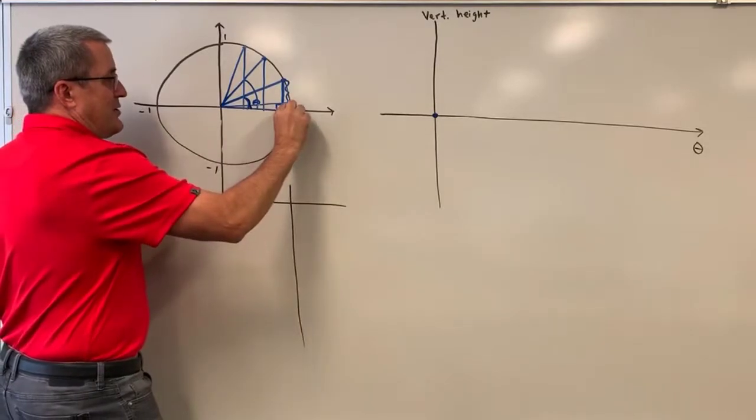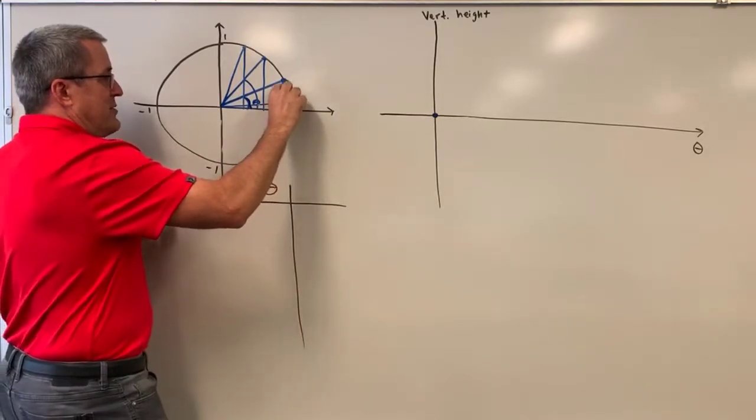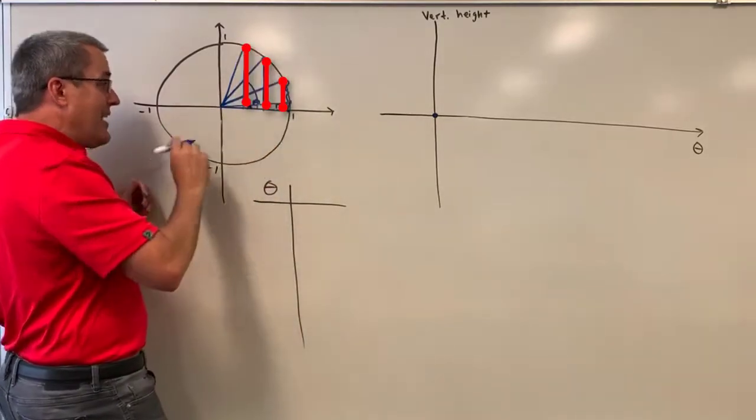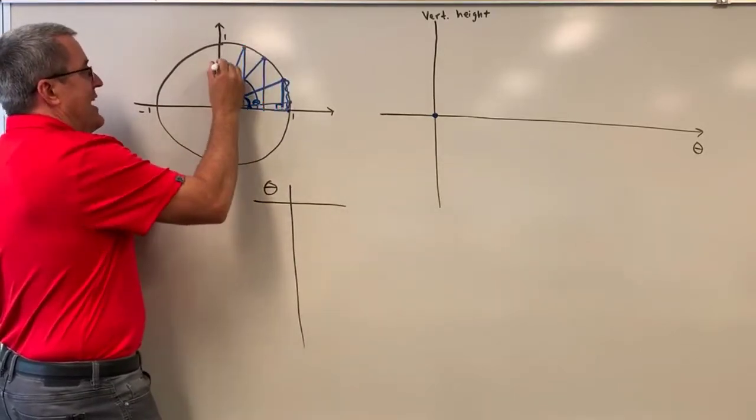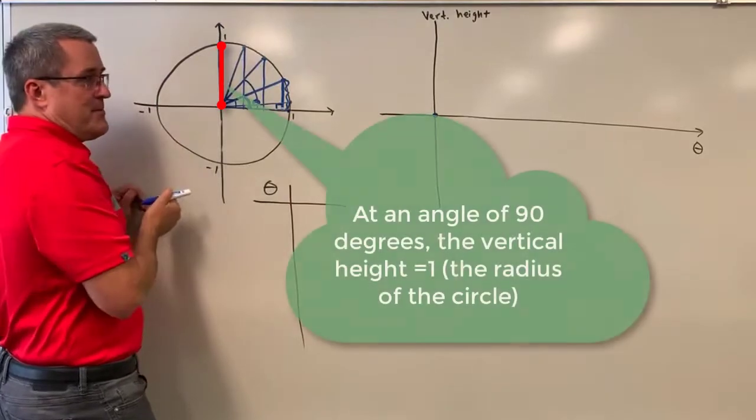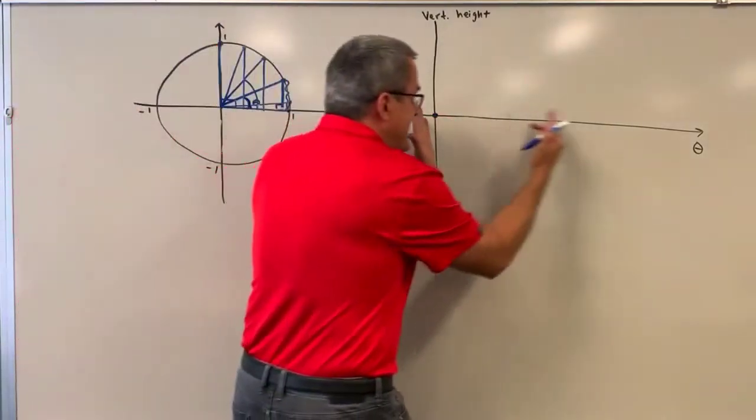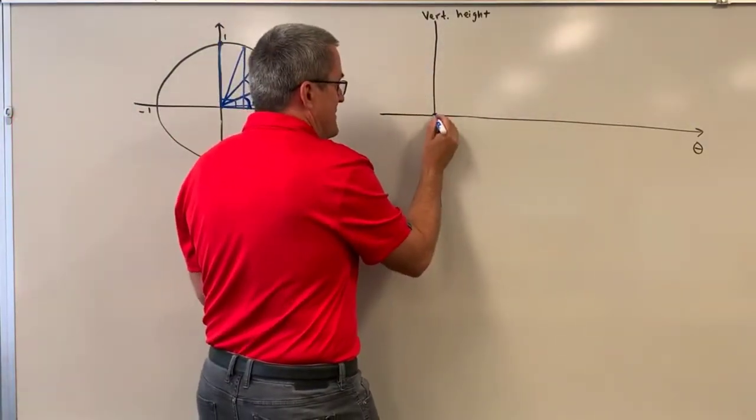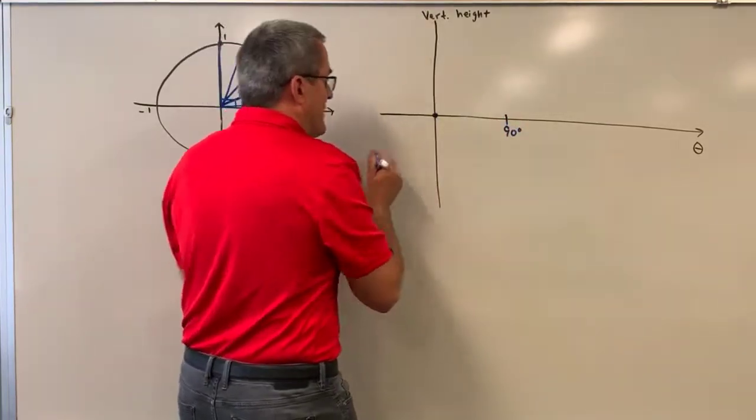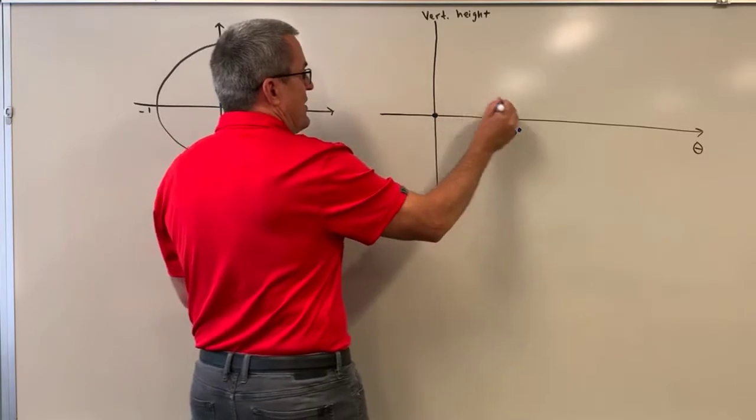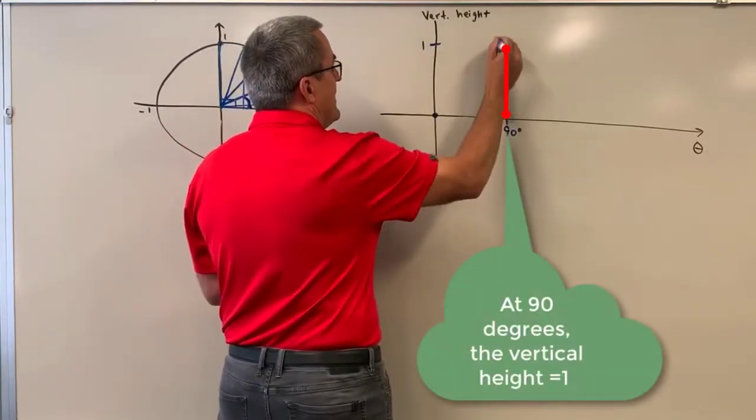So that vertical height goes from 0 to a little bit, to big, to bigger, and when the angle becomes 90 degrees, then that vertical height would be 1 full unit. So as the angle measure increases from 0 to 90 degrees, the output, the vertical height, is going to increase from 0 to 1 unit.